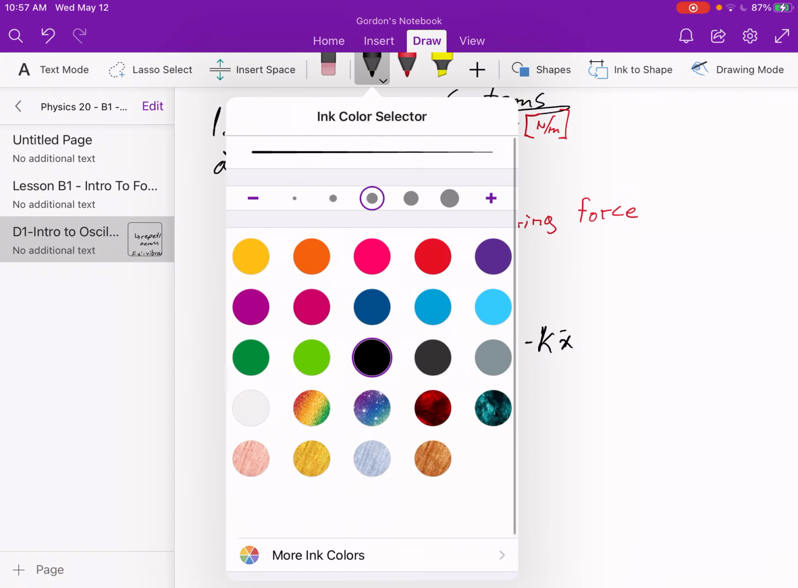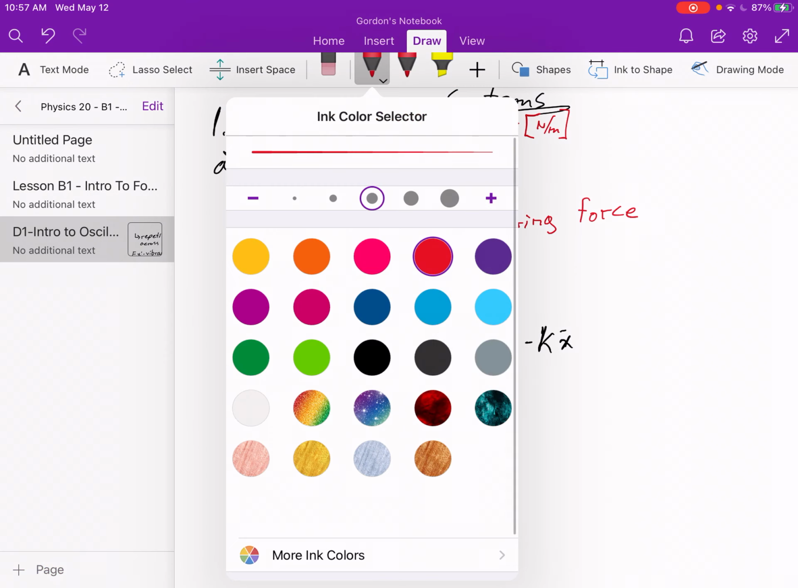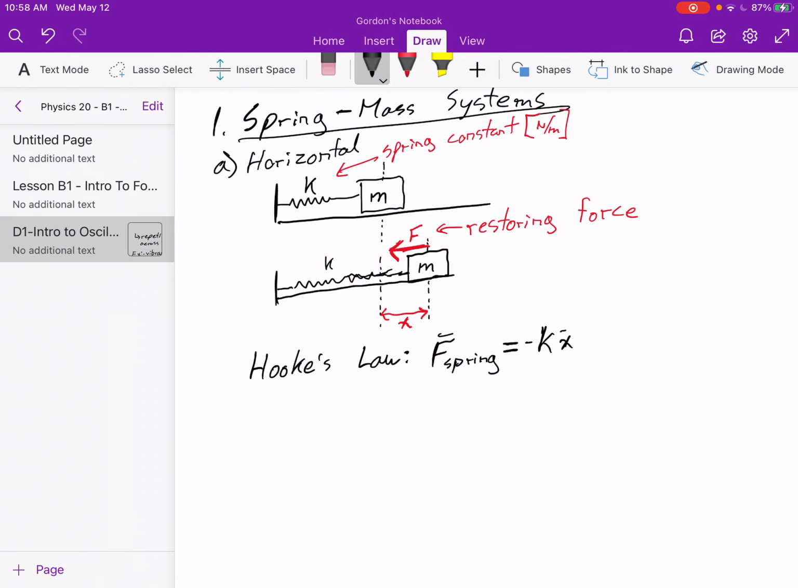So I'll add x onto my diagram here. x is the distance that the spring has been stretched. When we're talking about spring-mass systems, we're going to get into cases where we pull it to the side and then let go, and it's going to bounce back and forth. For now, we're just talking about, okay, when I just pull it to the side, how much force did it take to get to that point, and how much force is going to try to pull it back to the middle. The negative sign here really just indicates that we're trying to get back to equilibrium.